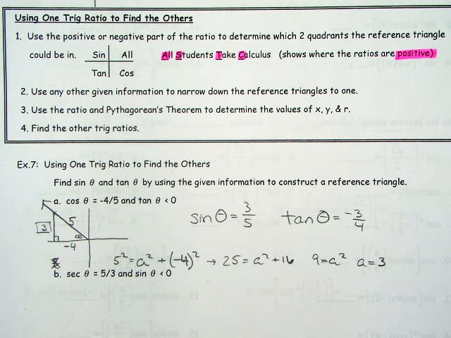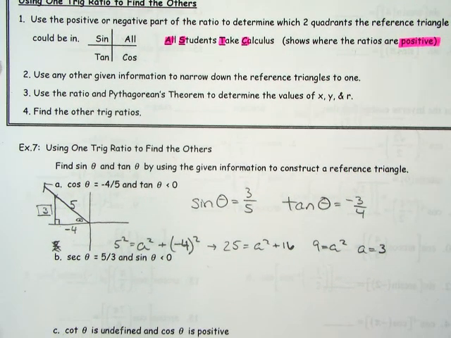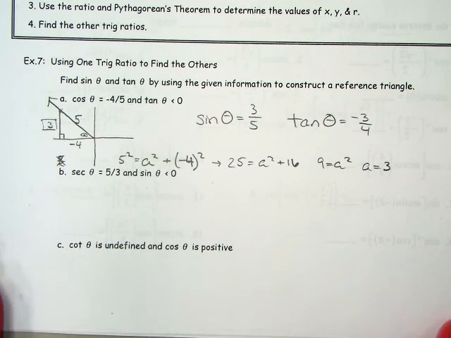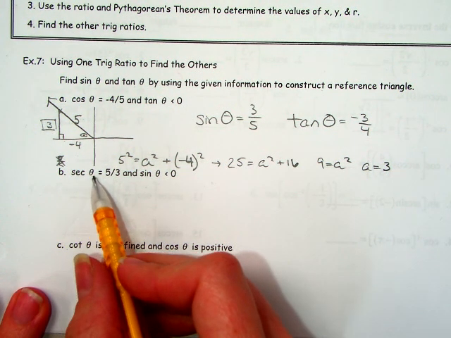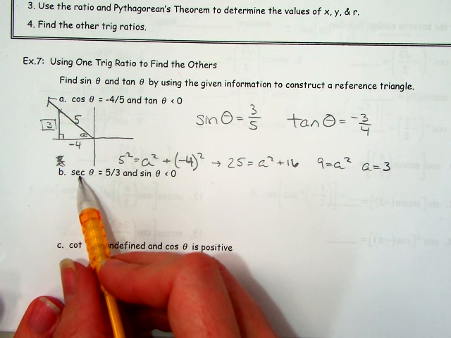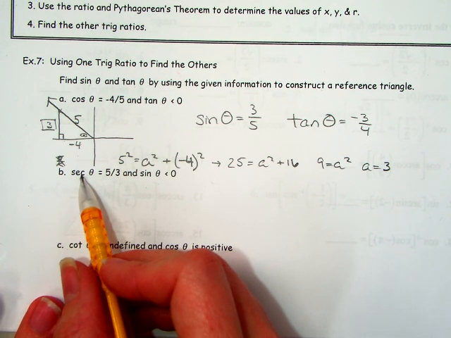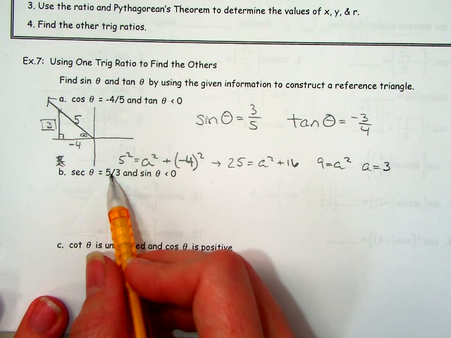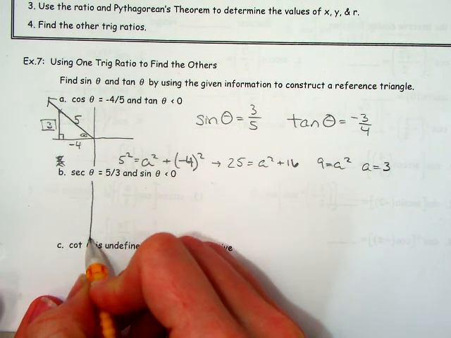Okay, let's look at that again and throw in some of our inverse functions, or reciprocal functions. So here we have the fact that secant is 5/3. Okay, secant, which is that the reciprocal of? Okay, hopefully you know that that's the reciprocal of cosine. So cosine is positive. So let's figure out which quadrant that could be in.